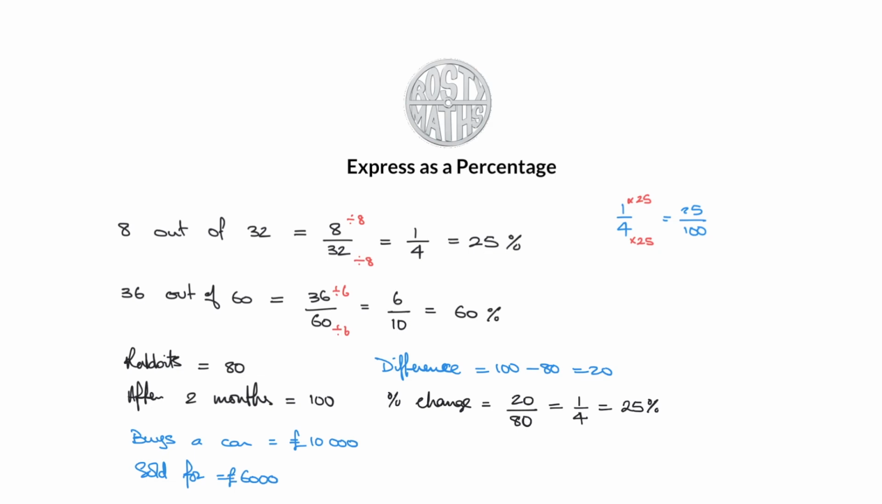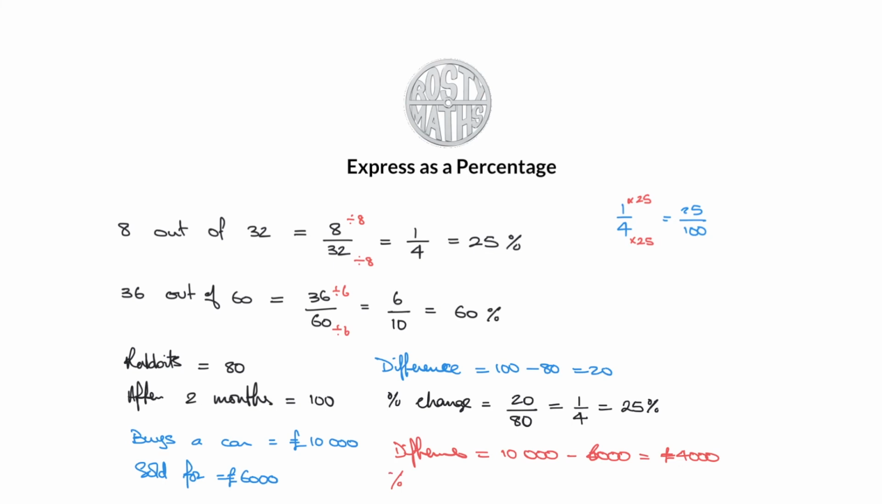It's still a change in percentage. Again, do the same thing. Find the difference first. So for the difference, you bought it for 10,000. That's the original value. Take away what you have sold it for, and so now the difference is 4,000. So you've lost £4,000 on the value of the car.